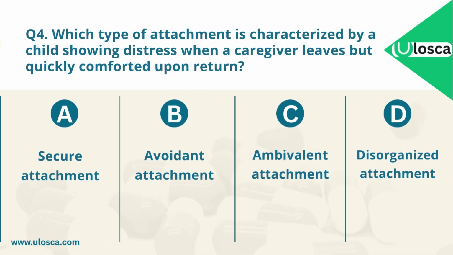Question 4. Which type of attachment is characterized by a child showing distress when a caregiver leaves, but quickly comforted upon return? A. Secure attachment. B. Avoidant attachment. C. Ambivalent attachment. D. Disorganized attachment. Which one is the correct answer?